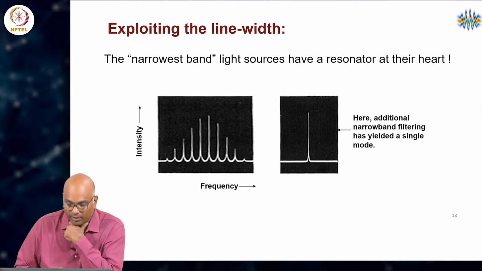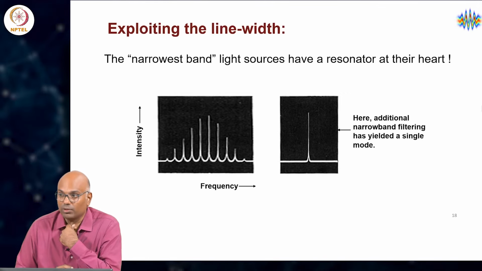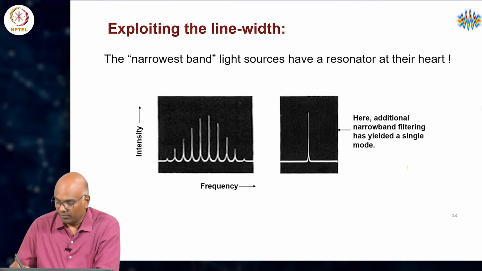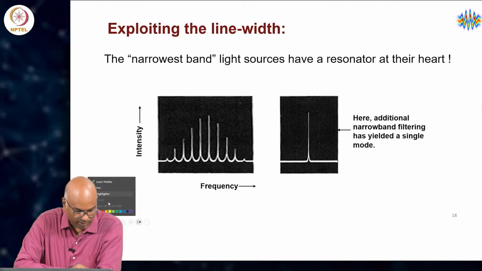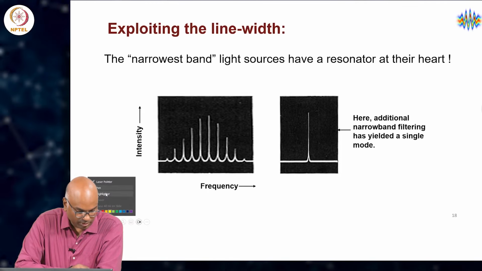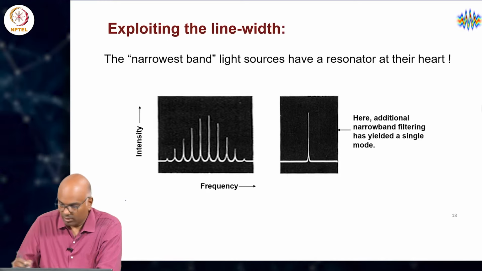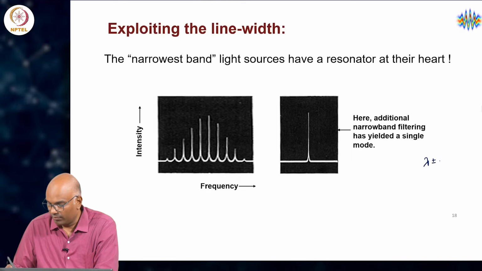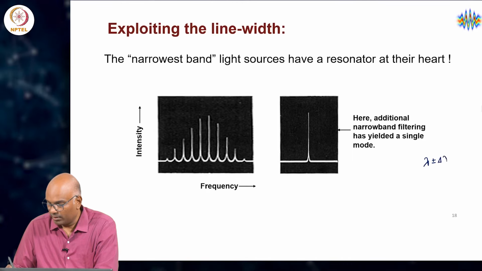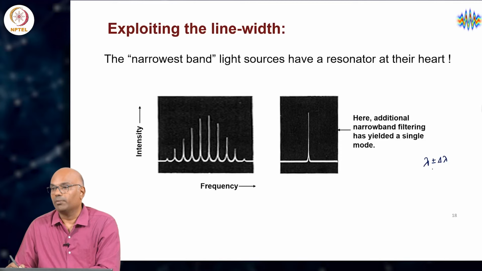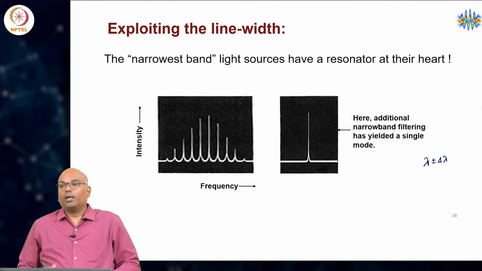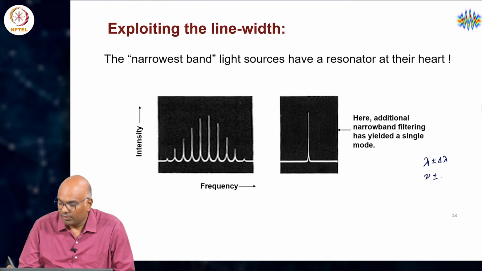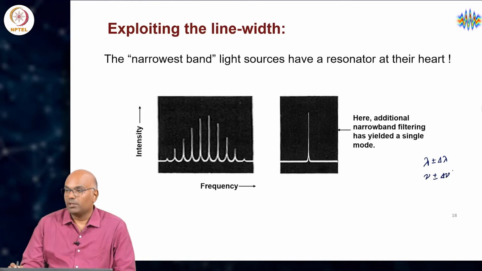Well, here is the point. Suppose I want a light source whose frequency or wavelength is very well defined. Okay, I am talking about precision. I want a light source whose wavelength is very well defined between lambda plus minus a delta lambda, and I want this to be extremely narrow. Why? Because that gives me a very precise definition of frequencies, right.